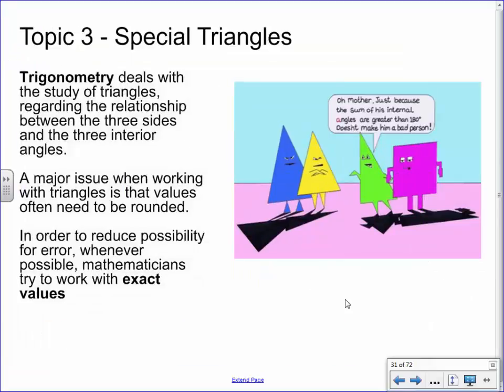So we've got 3 topics left. This one here on special triangles is really kind of a precursor to some of the stuff we do in grade 12. We'll still obviously test on it right now, but it's more going to matter later.